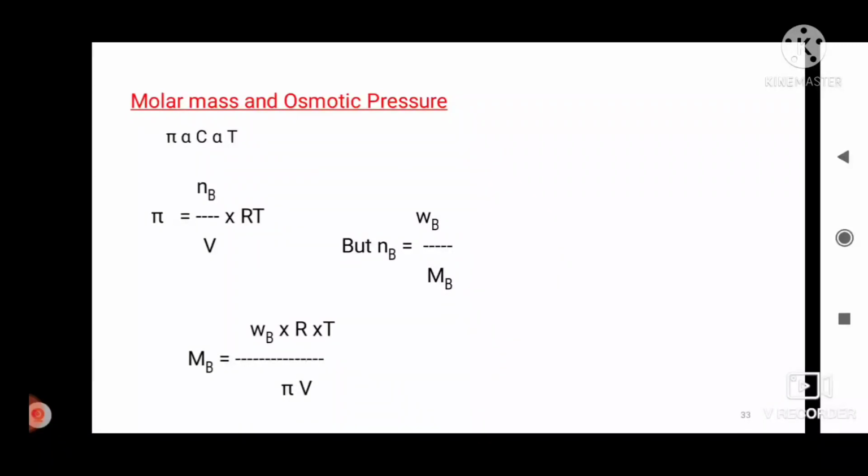If Wb grams of solute of molar mass Mb is present in the solution, then Nb equals Wb divided by Mb. On substituting the value of Nb, we get pi equals Wb RT divided by Mb times V. From this we can calculate Mb. Mb equals Wb times RT divided by pi V.